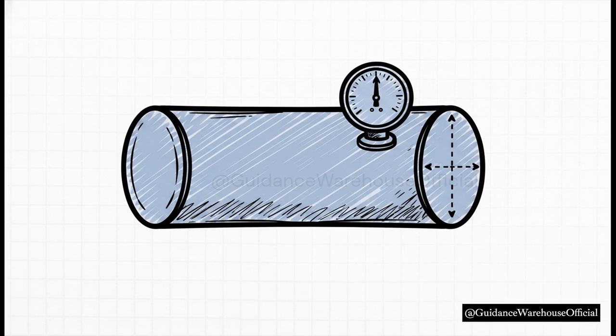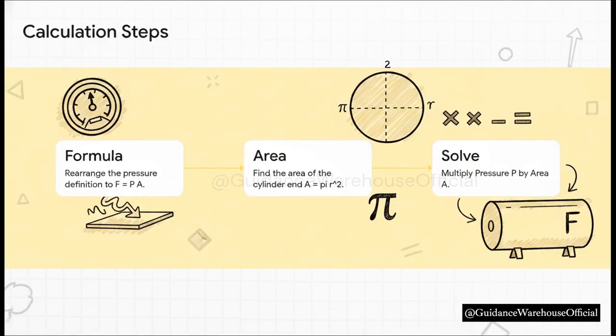To solve this, we do what we always do in physics. We pull out our known variables from the problem. The gauge pressure on her tank reads 6.90 times 10 to the 6th pascals. That's our P. The flat end of the tank is a circular disc with a diameter of 0.150 meters. So that's our D. And what we need to find is the total force, F. Walk through the math with me step by step.